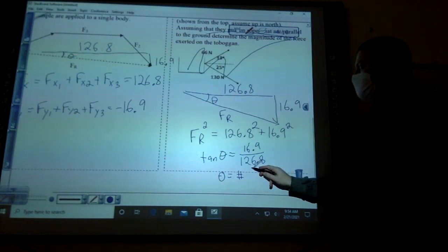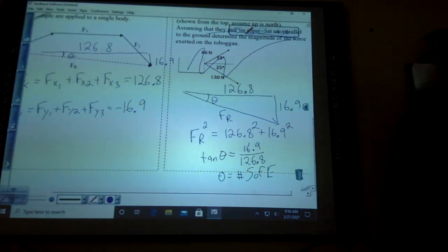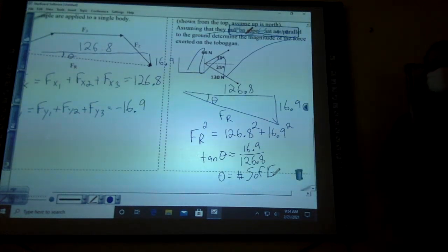Just a sec. So we said south of east. That would be your answer. You'd get some number for your force resultant, and you'd get your number for the angle. Yes, now you can ask your question.